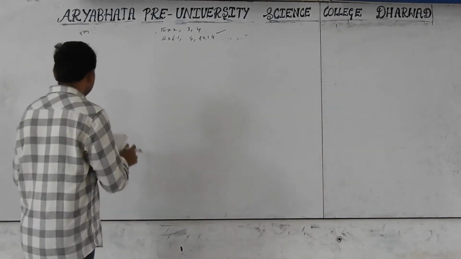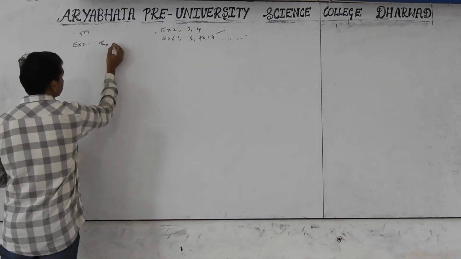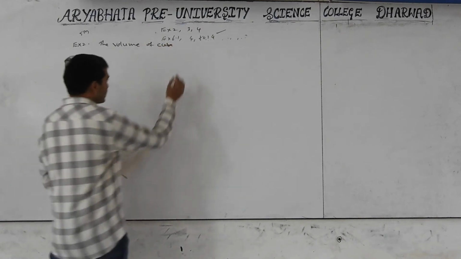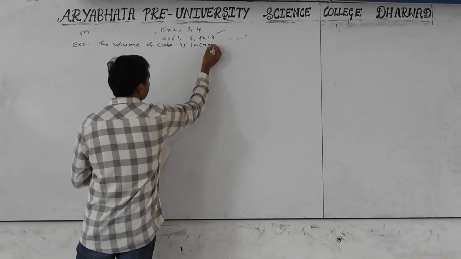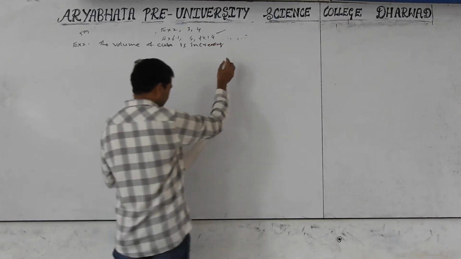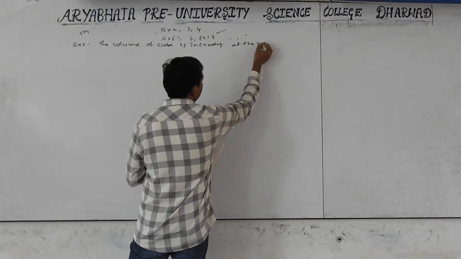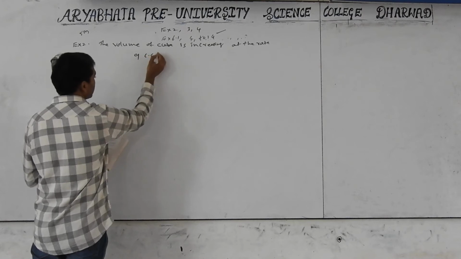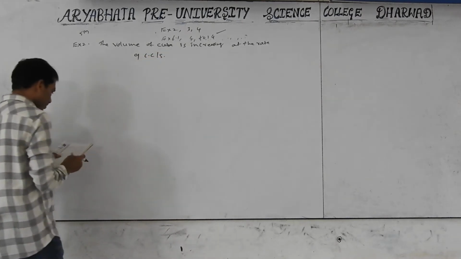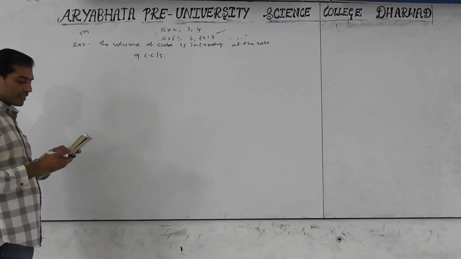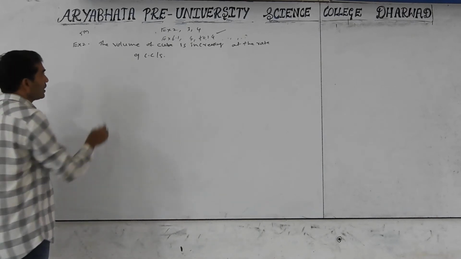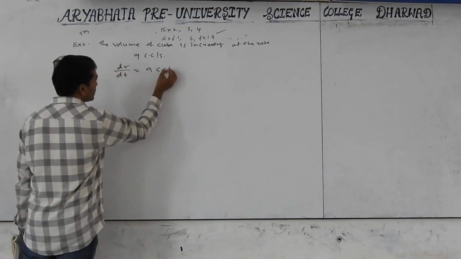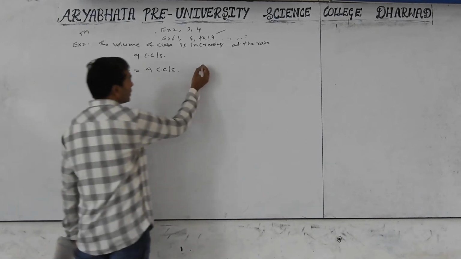Now, example 2. The volume of a cube is increasing at the rate of 9 cc per second. That means the volume of the cube is increasing at the rate of 9 cc per second, meaning dV by dt. Let V be the volume of the cube. dV by dt equals 9 cc per second.